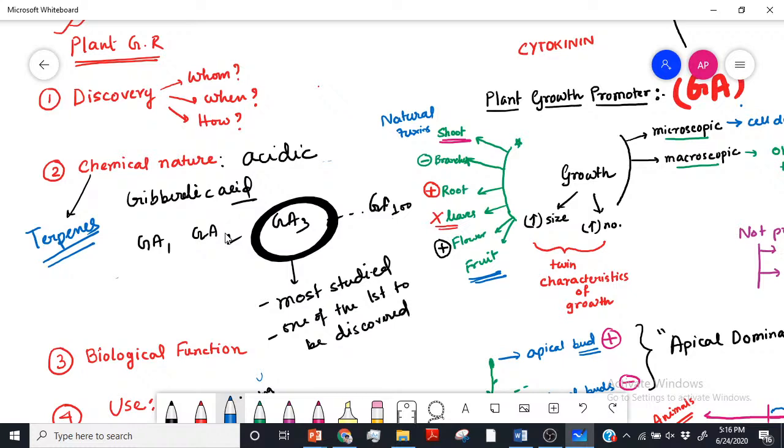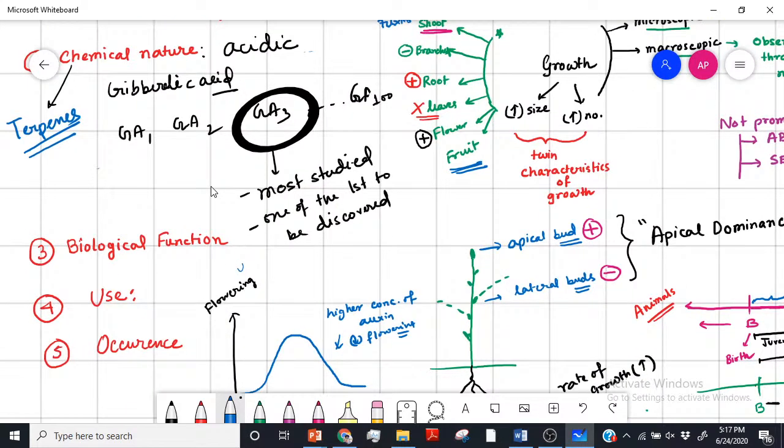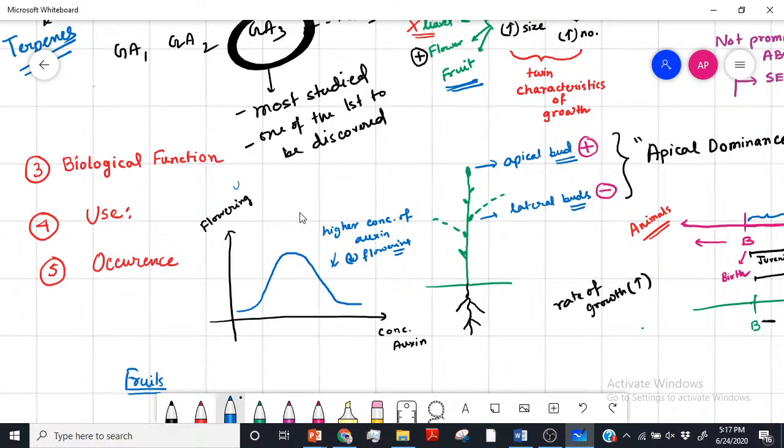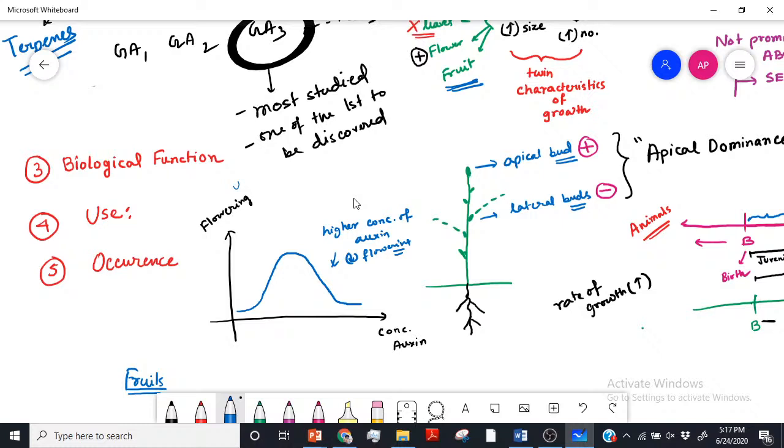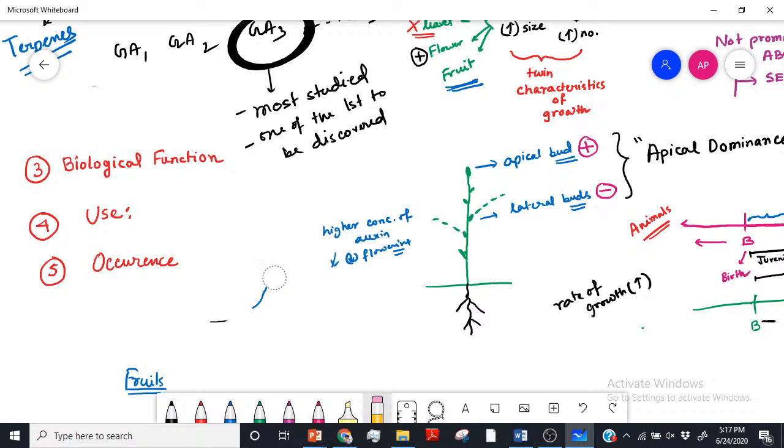Now we are coming to the biological function and use. Before that, let's talk about the occurrence of gibberellic acid first. Let's finish off the discussion of occurrence.